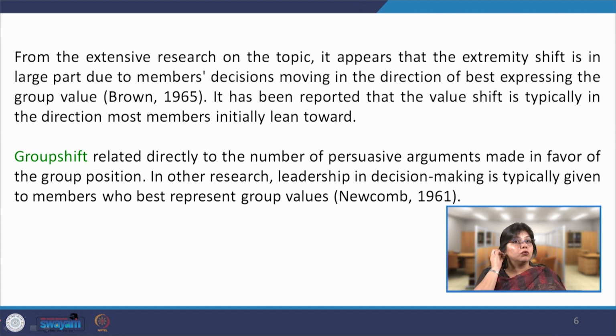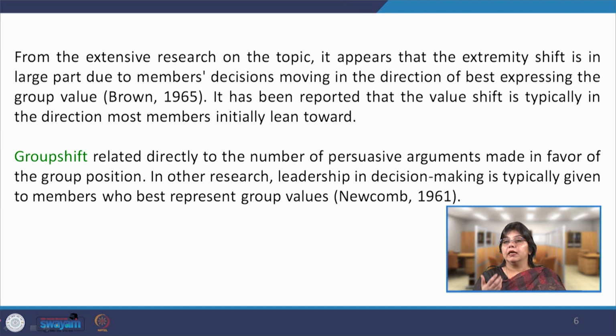Thus, it leads to group shift, which is related directly to the number of persuasive arguments made in favor of the group position. People would argue, and they give all their support to take forward that extreme decision in that direction itself. That is group shift.